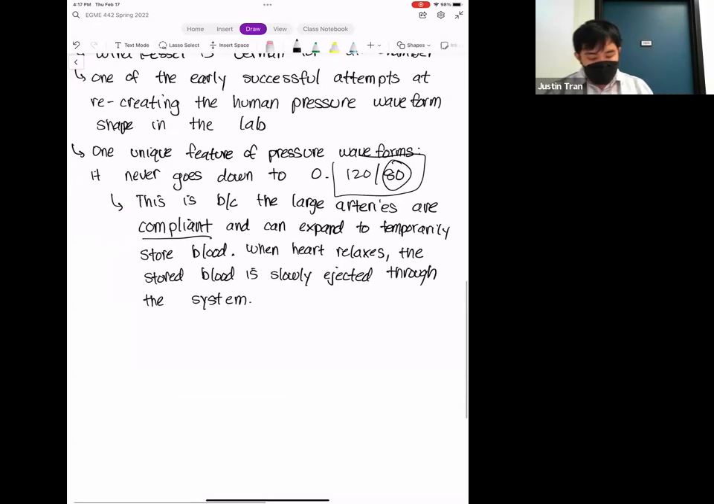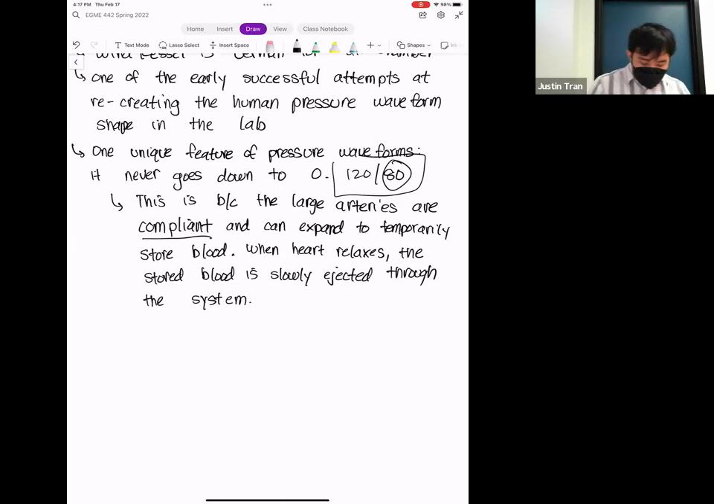All right. And so this is one unique factor. The fact that your large vessels are compliant and they can store flow is the reason why your pressure never goes down to zero. And so that was a big piece of behavior that the scientists wanted to replicate.